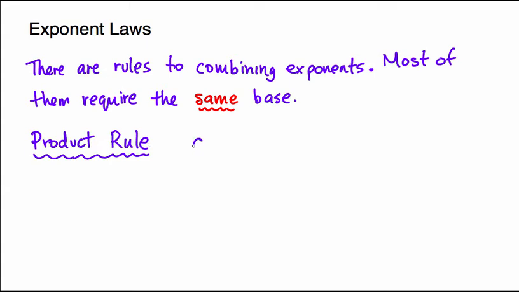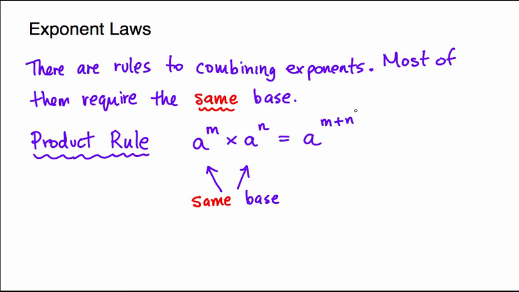The first rule is called the product rule. And the product rule says that if you have an exponent and you multiply it by another exponent and they have the same base, then the answer to this is a to the m plus n. So you add exponents. The only other thing about this is the base cannot be equal to 0. It's not allowed to be. So here's why this product rule works.